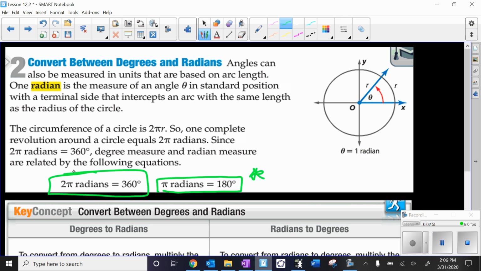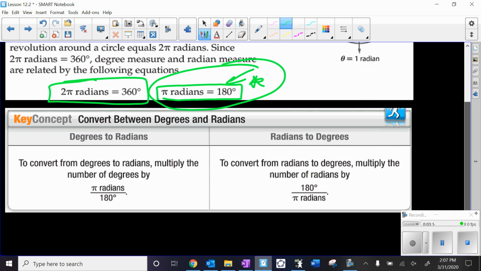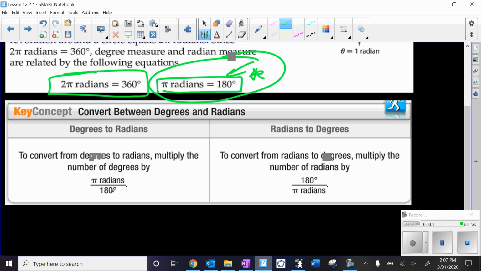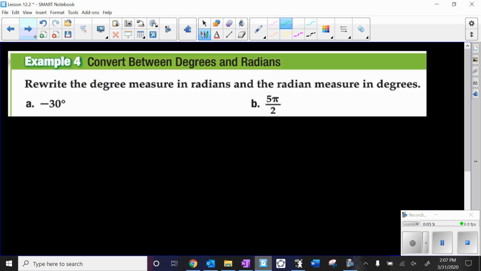We're just going to convert between the two right now. I'm only going to ask you to convert between radians and degrees. And the one that we're going to use is this one, because this is just a simplified version of 2 pi equaling 360. So you're either going to have to multiply by pi radians over 180 or 180 over pi. We basically say that those two things are exactly the same thing. So we're going to multiply by 1, kind of. Okay, so looking at this, I want to rewrite the degree measures in radians, and I want to write the radian measures in degrees.